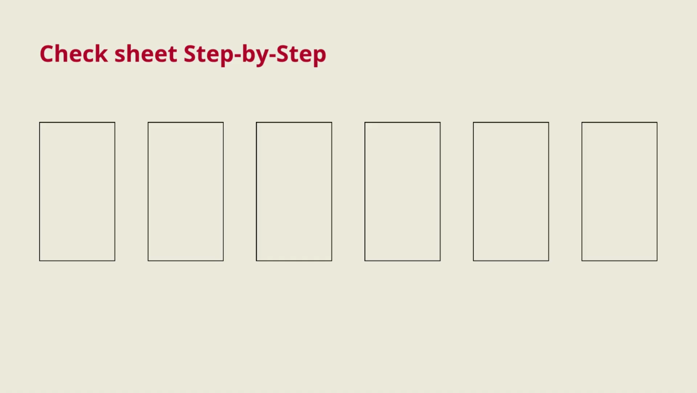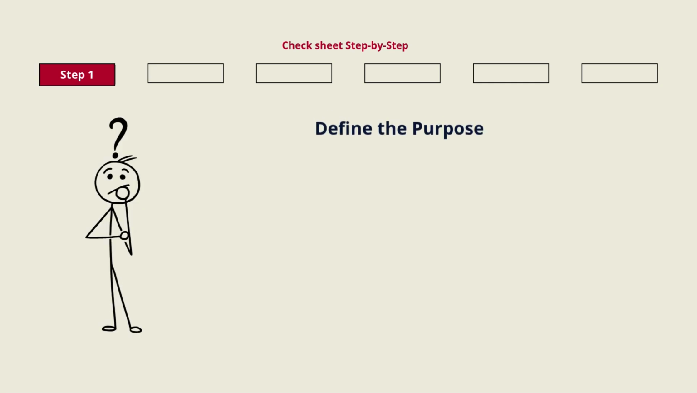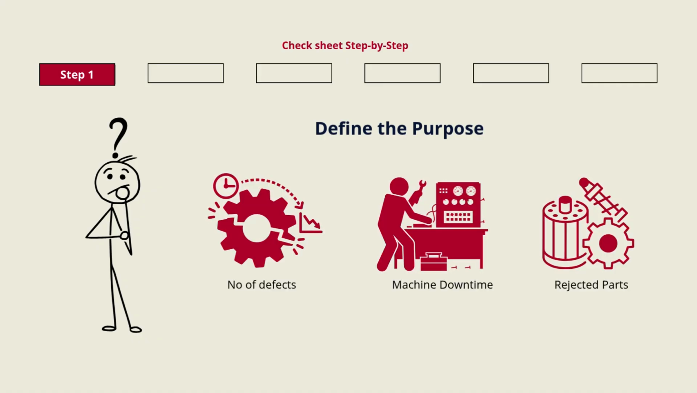Let's go step by step. We have 6 steps for how you can create and use a check sheet effectively. Step 1. Define the purpose. Ask yourself, what exactly do I want to measure? Number of defects, machine downtime, rejected parts? A clear purpose avoids collecting unnecessary data.